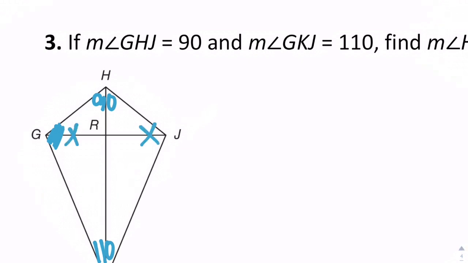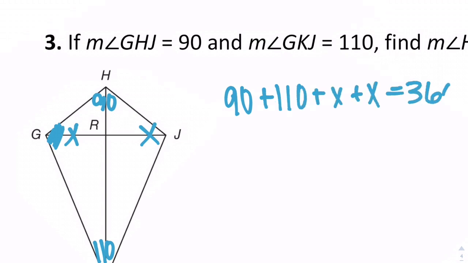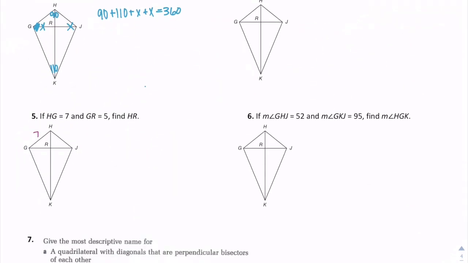Another thing I do know is that a kite is a quadrilateral because it has 4 sides, so the interior angles must add up to 360. So I'm just going to set that up. These interior angles adding up to 360, and I am sure you can solve for x. And then from there, I believe you should be able to do 4, 5, and 6.